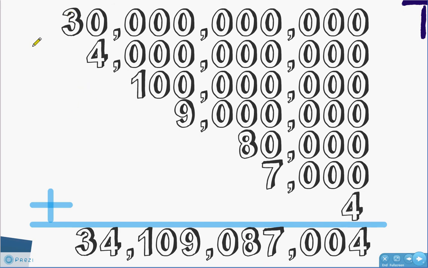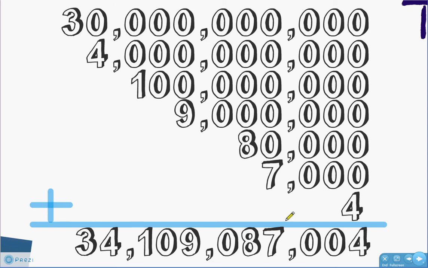I don't break it down by commas. I break it down by each individual number. So this is 30 billion for this 3 right here. This is 4 billion for this 4. This is 100,000 for this 1 here. And then I skip the 0 because it has no value.